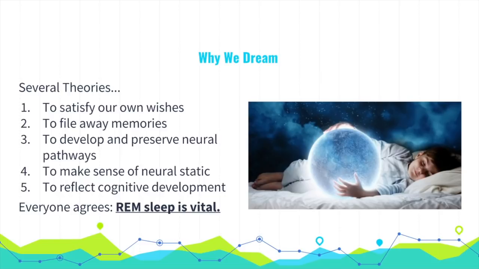And the fifth theory is to reflect cognitive development. Children under 9 years of age have dreams which are more similar to slideshows than active stories. Dreams utilize our concepts and knowledge and thus increase in complexity with age. The fundamental basis of all these theories is that everyone agrees that REM sleep is vital.